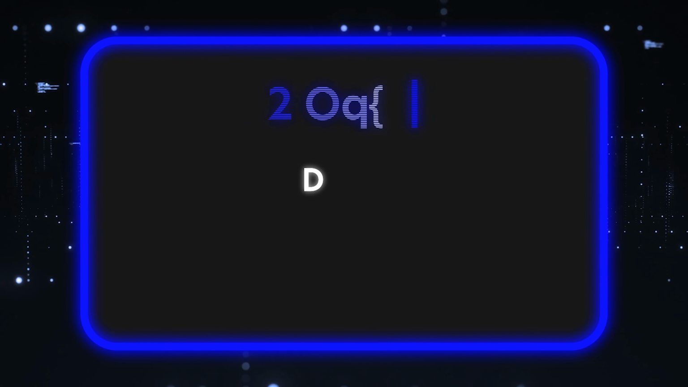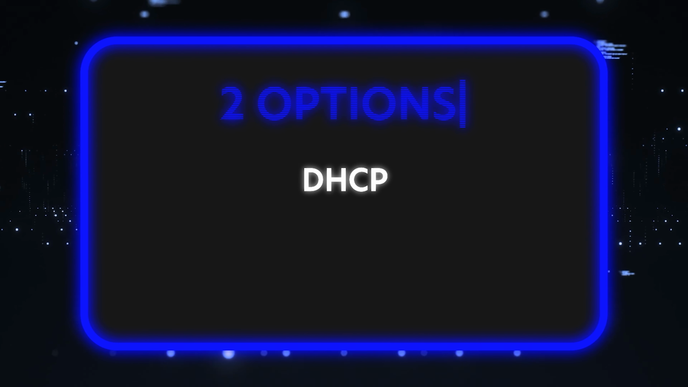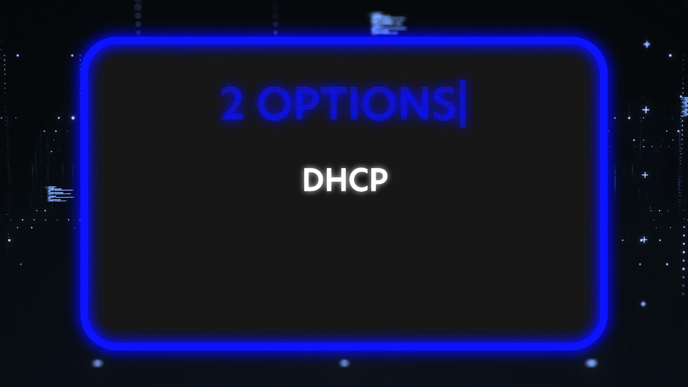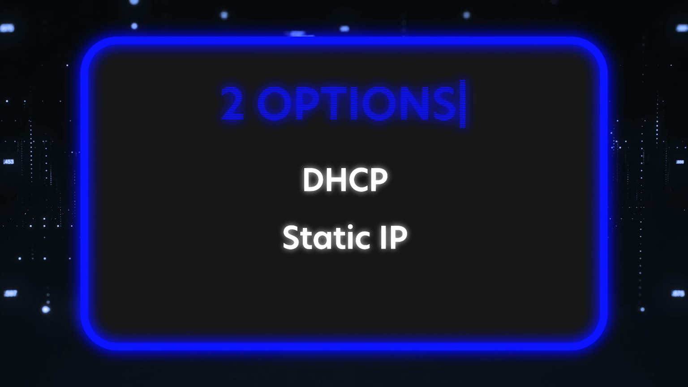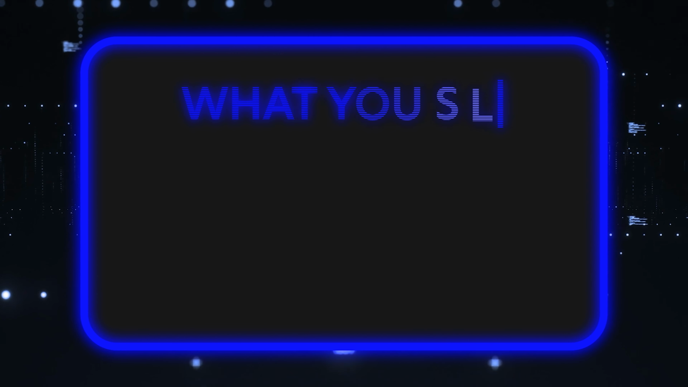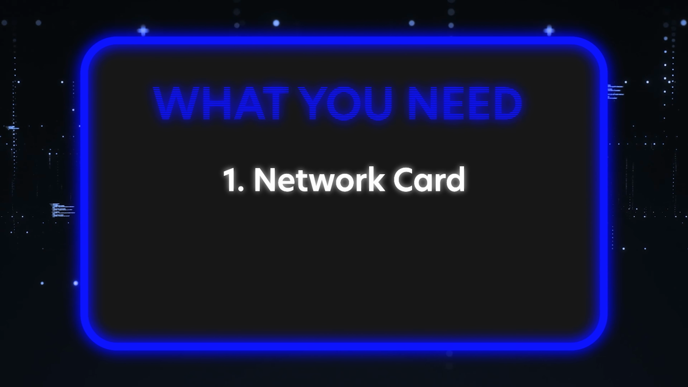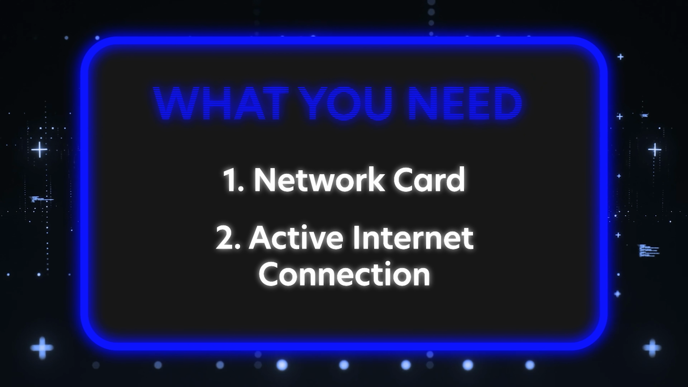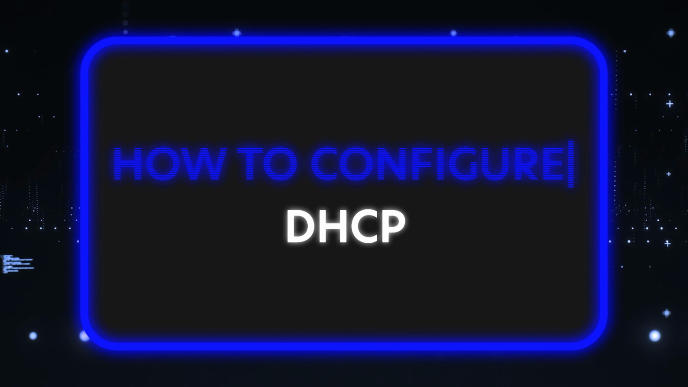Today I'm going to show you two different ways to configure your IP address. DHCP, which will automatically set an IP address for your server, and static IP, which will be manually entered into your server. The things you will need are your network card and an active network connection. So first, let's start with DHCP.